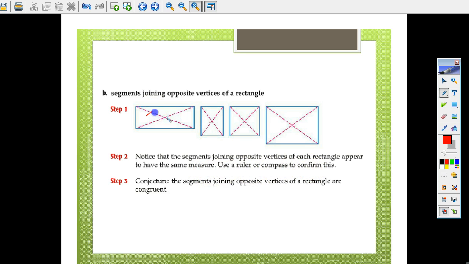So here and here, measurements are the same. Looks like the measures here, here, here, and there are the same. So a conjecture: the segments joining opposite vertices of a rectangle are congruent.